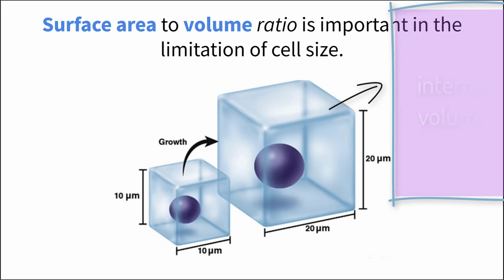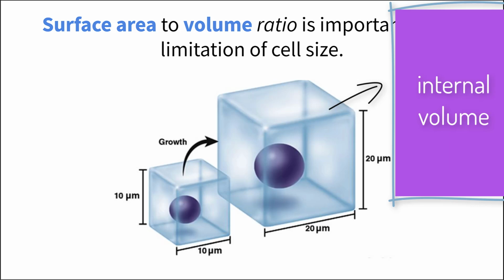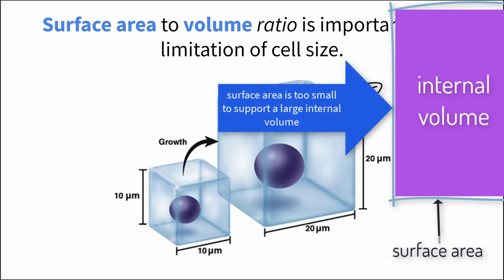This is because the internal volume of a cell grows at a much faster rate than the surface area of the cell membrane. Eventually, if the cell becomes too large, the surface area of the cell will be too small to support the workings of the larger volume on the inside, which can lead to cell death because it can no longer properly exchange materials and maintain homeostasis.